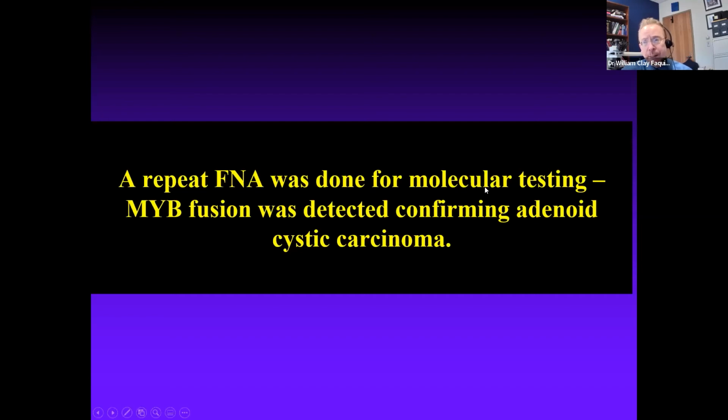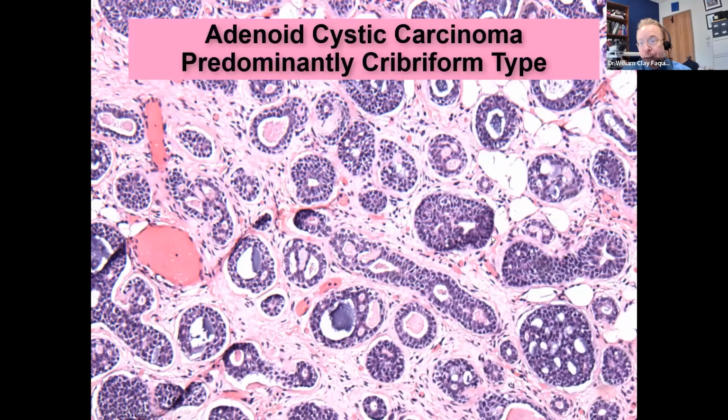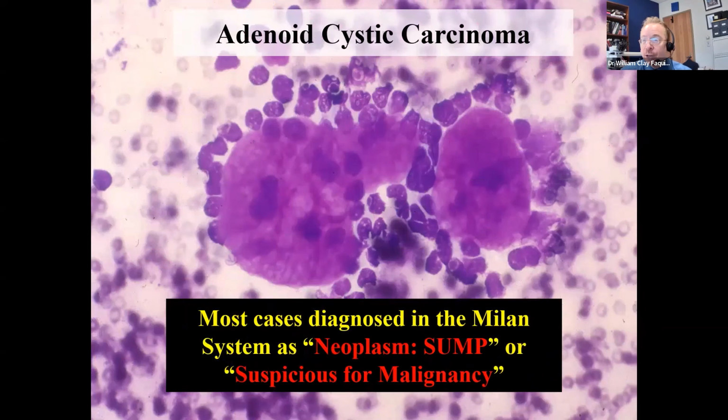We got material specifically for molecular testing, and we were able to demonstrate that there was a MYB fusion and confirm that this was adenoid cystic carcinoma before the patient went to surgery. The patient had a radical parotidectomy and partial sacrifice of the facial nerve with a nerve graft. All the frozen section margins were negative, and this is the patient's tumor showing a pretty classic cribriform type of adenoid cystic carcinoma.